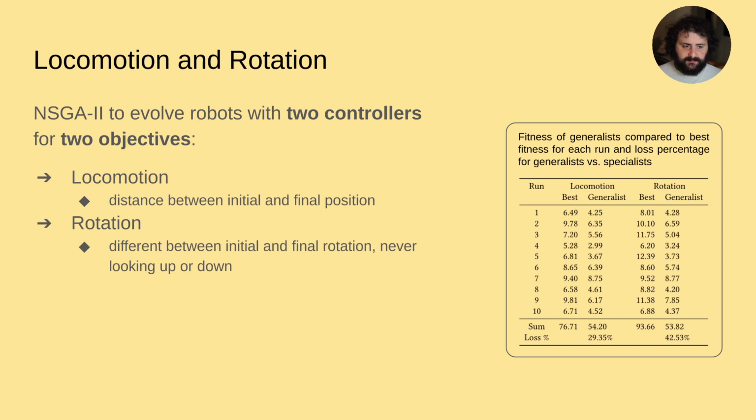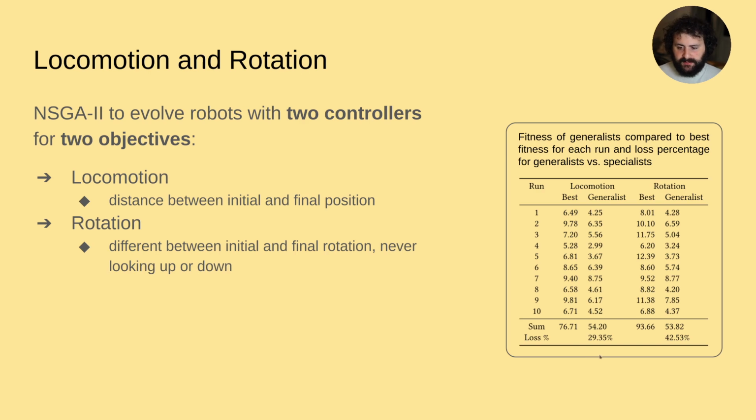The setup of the experiment was simply using NSGA2, which is a popular multi-objective optimization algorithm. We defined two different controllers for each robot, and each controller tried to solve its own objective. The first objective was locomotion, which was defined by how many centimeters it moved in 30 seconds, as in final minus initial distance, and then rotation, which is how many degrees it turned in 30 seconds, again only final minus initial. And we considered the results as the values.